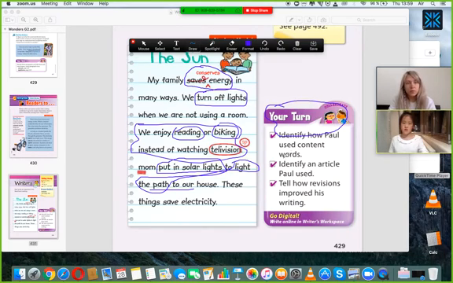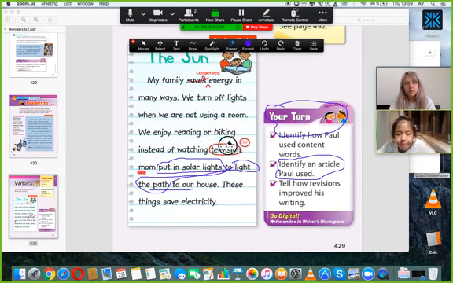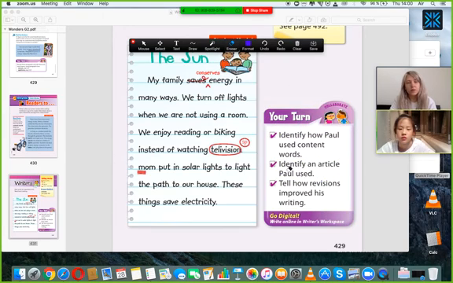And now let's see what do we have here. We need to identify an article Paul used. So which article did he use? Alright, so on the last question, how revisions improved this writing? What's your opinion? Why does the text look better with all of these revisions?